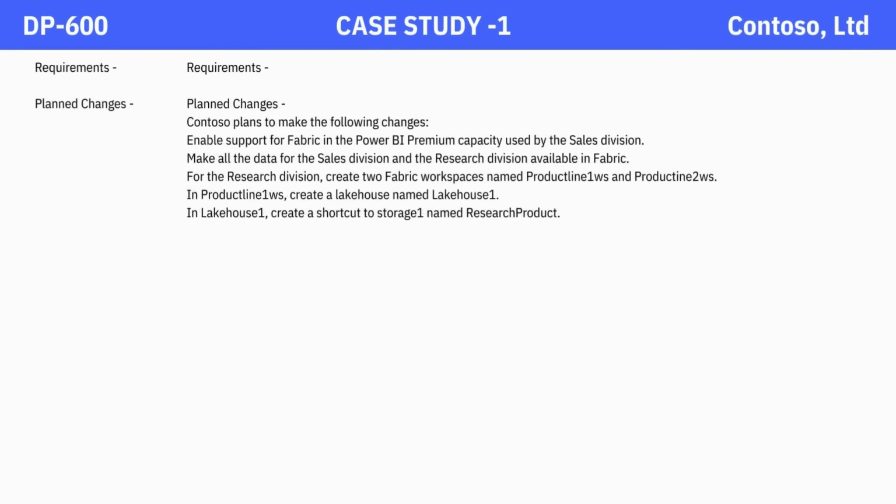Here are the requirements. In planned changes, Contoso plans to make the following changes. Enable support for Fabric in the Power BI Premium capacity used by the Sales Division. Make all the data for the Sales Division and the Research Division available in Fabric. For the Research Division, create two Fabric workspaces named Product Line 1Ws and Product Line 2Ws.